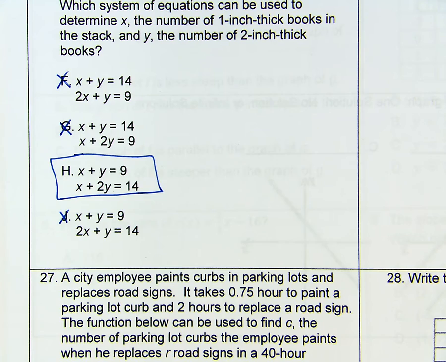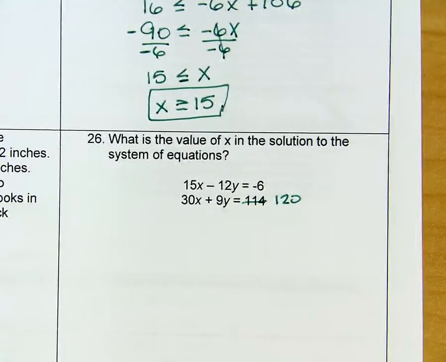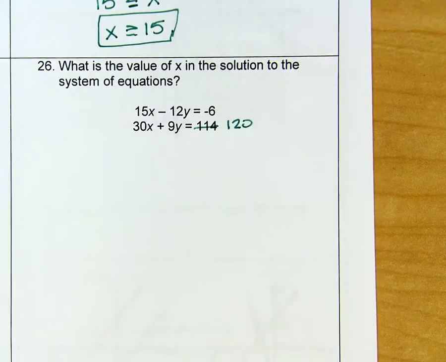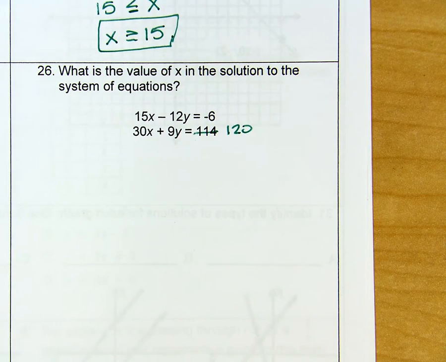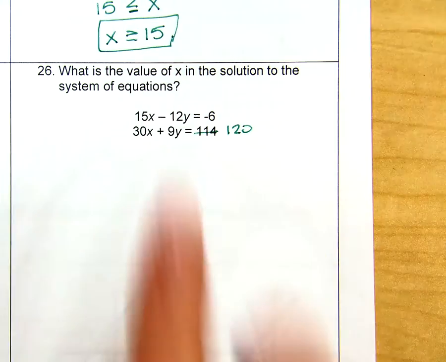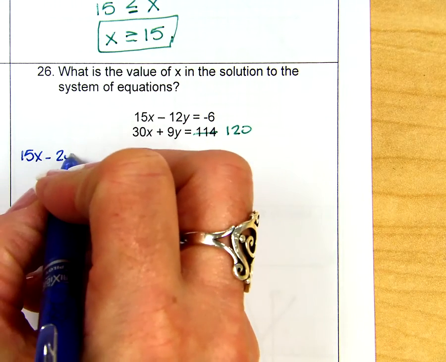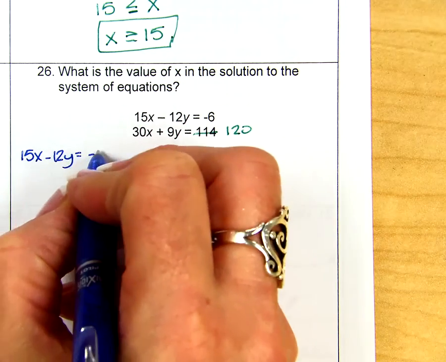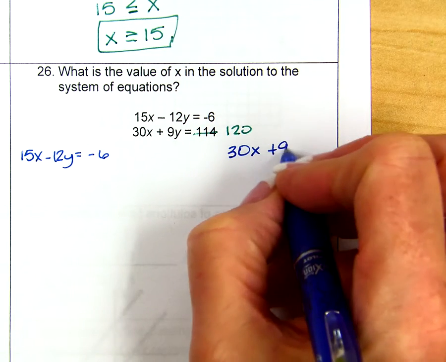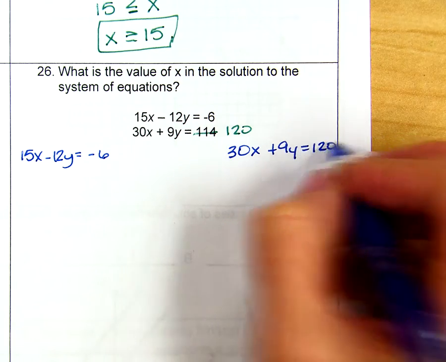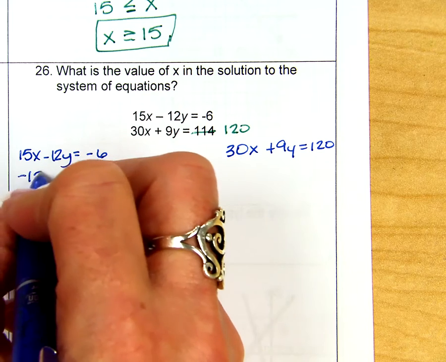For number 26, we have a system of equations that we need to solve, and we had an error in the printing. We need to change this 114 to 120. So the first thing we're going to need to do is solve each of these equations for y. So we have 15x minus 12y equals -6, and the other one we need to solve for y is 30x plus 9y equals 120. So for this one, we're going to subtract the 15x from both sides.